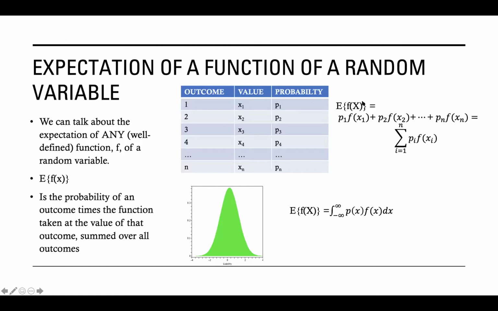So the expectation of a function of x is just the probability of x1 times the function's value at x1, plus the probability that it's in state x2 times the function's value at x2, plus the probability it is in state n times the function's value at state n, which we can write as the sum of pi times the value of the function at xi, summed over all states. Or if this is a continuous random variable, the integral of p(x) f(x) dx over the sample space. Questions?